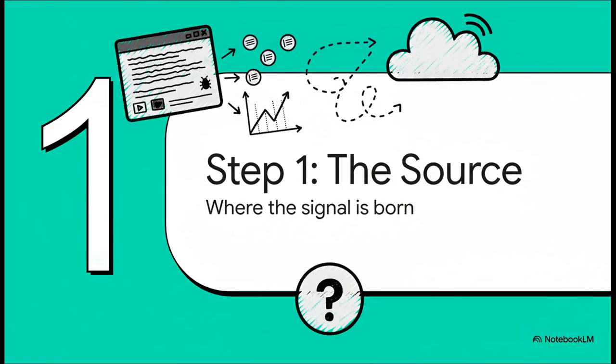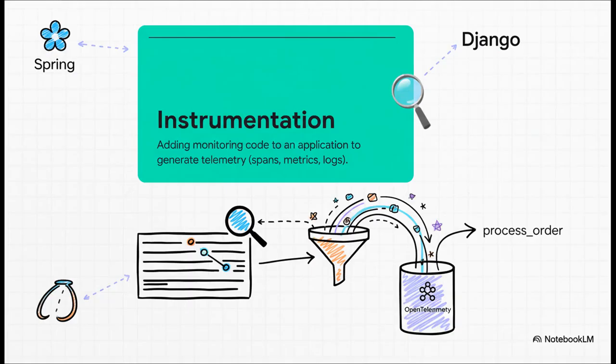Okay, so our signal's life begins right here, inside your application's code. I'm talking about every single log, every performance metric, every trace of a user's request. It all starts from a specific line of code running at a very specific moment. But the big question is, how do we actually capture it? The answer is this thing called instrumentation.